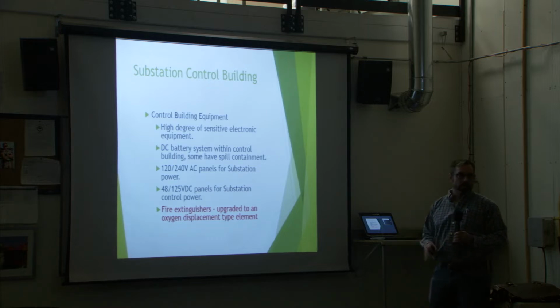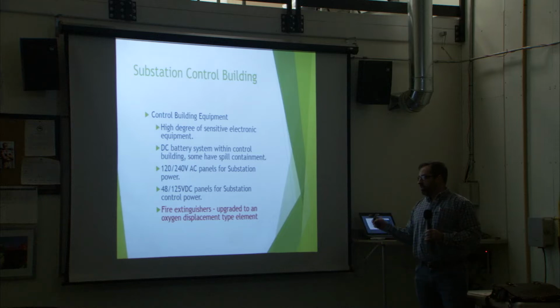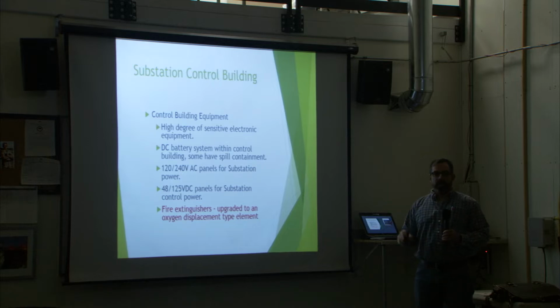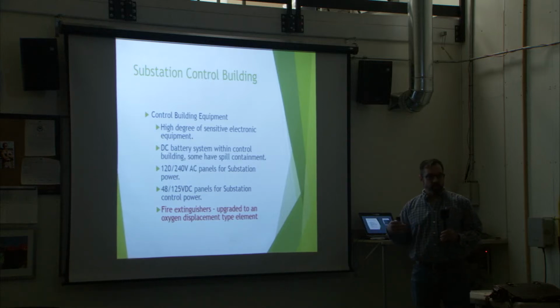Every control house will contain a fire extinguisher. It's been brought to my attention that over the last couple of years, every extinguisher has been upgraded to an oxygen displacement type element. Basically, what that means for you guys is if there is a fire in the control house and you need to utilize this extinguisher, first and foremost, make sure your back is to the door so you can escape if necessary.